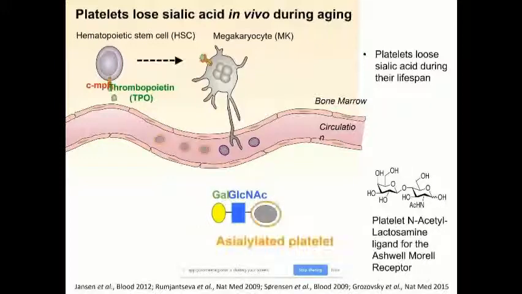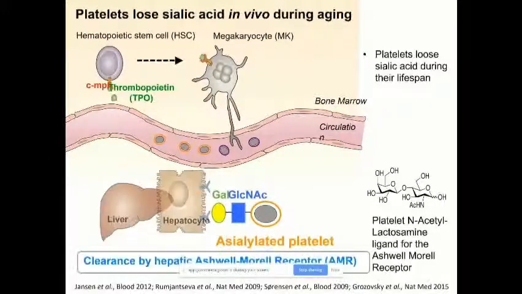And what we have over time, and others have demonstrated, is that this simple N-acetylgalactosamine is a ligand for a very potent receptor, and that receptor sits on hepatocytes. And I will go into this Ashwell-Morell receptor in a bit of detail. So essentially, loss of sialic acid mediates clearance or an interaction with hepatocytes with this lectin, which is called the Ashwell-Morell receptor.